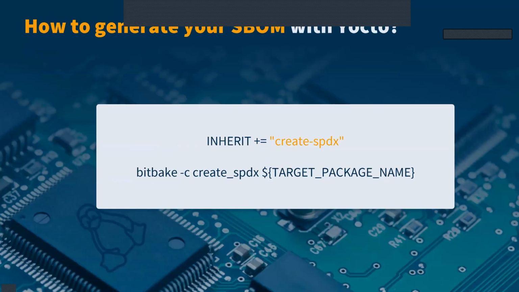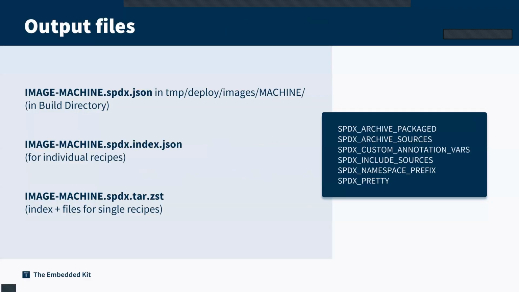Let's now deep dive on Yocto, and maybe just go back to the basics. Inherit create-spdx, bitbake, and done. Very easy to integrate, very easy to generate. And at the end, you will get files deployed directly into your deploy folder with a lot of different information.